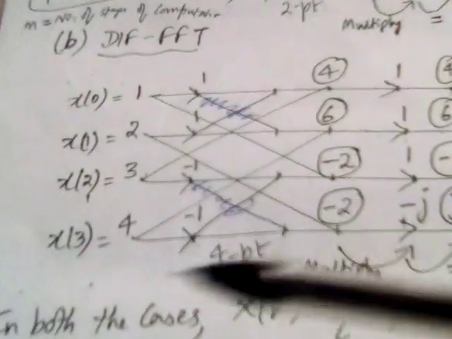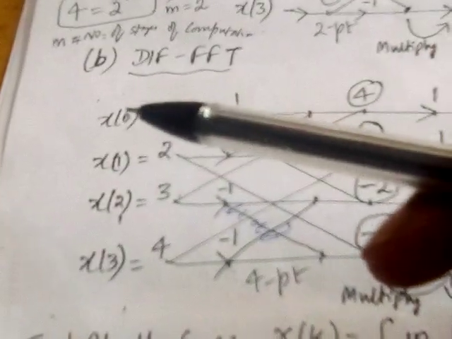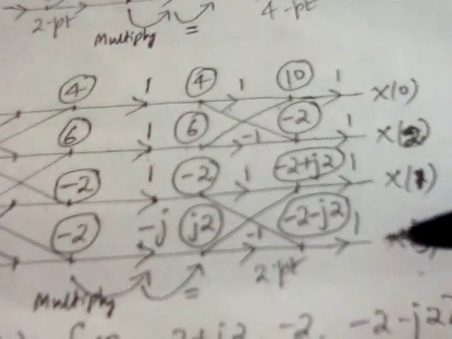And this is DIF. First is 4-point, another is 2-point. Here the input is in normal order, output is in bit reversal.